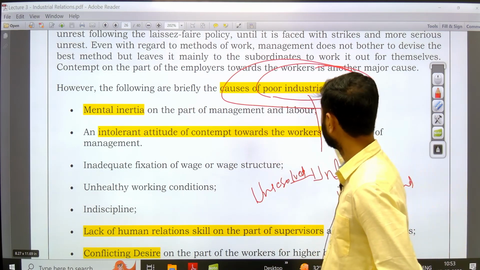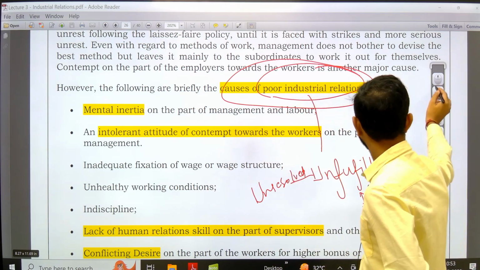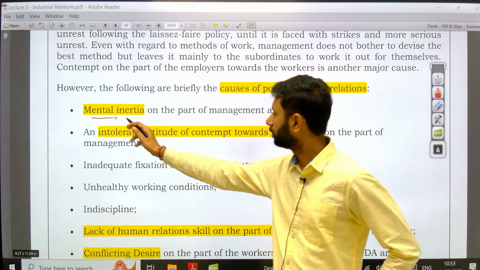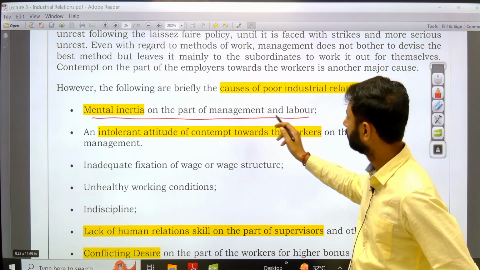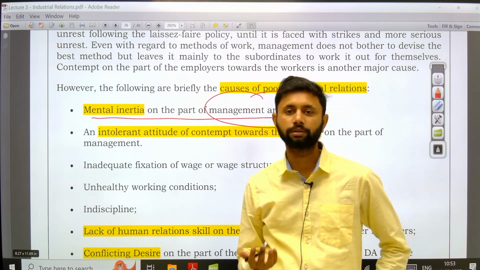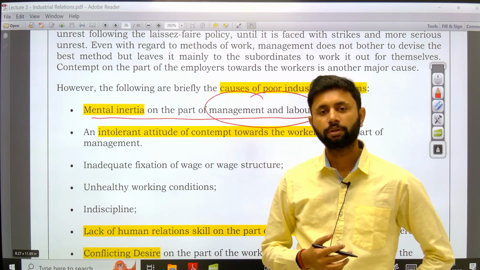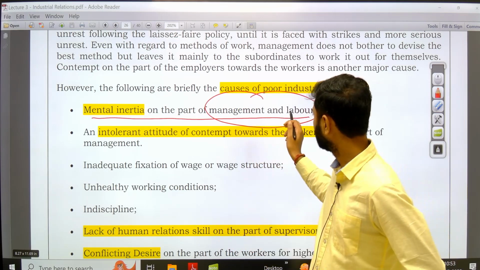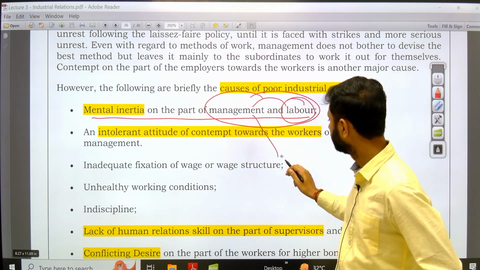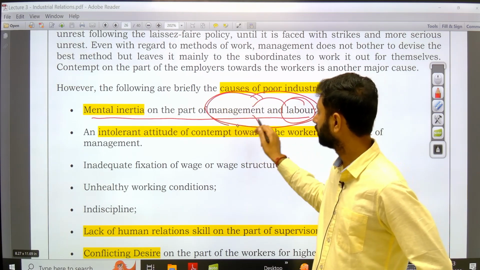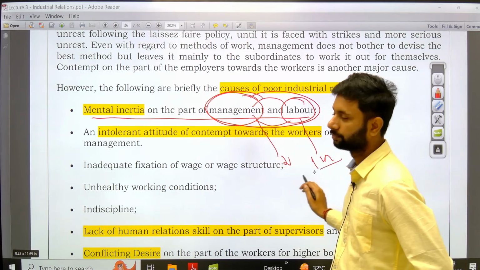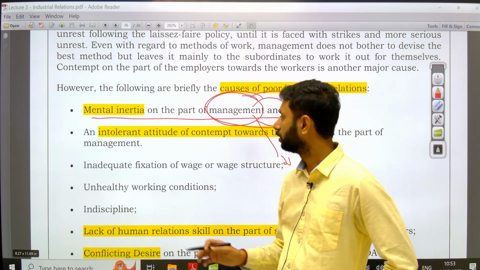So similarly, poor industrial relations are because of mental inertia on the part of management and labor. Nobody wants to understand each other's objectives. The labor doesn't want to understand that the management wants to reduce cost, and the management is not ready to understand that labor wants to increase its wages. Okay, so this is one point.